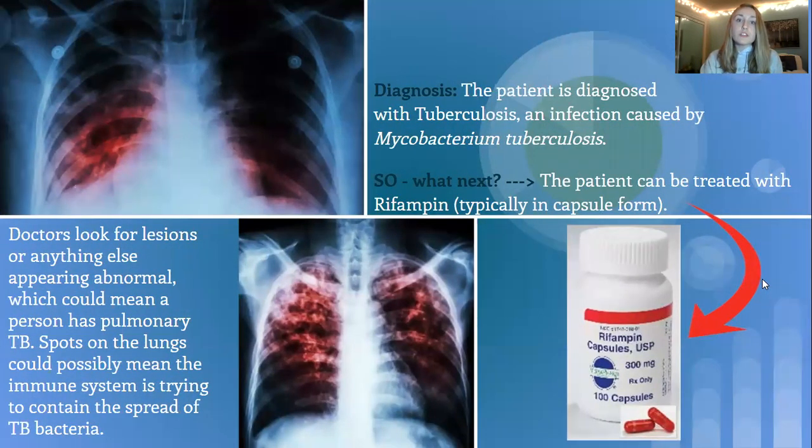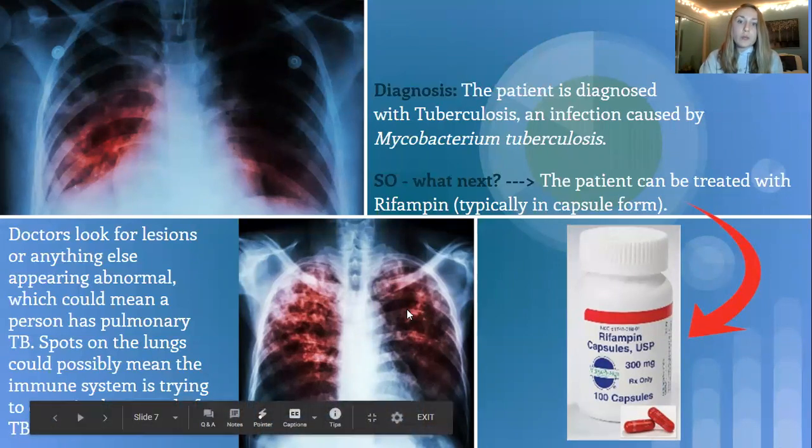So this shows what the chest x-rays might show. The doctors are going to look for lesions or anything else abnormal, which can mean that the person has pulmonary TB. Spots on the lungs could possibly mean that the immune system is trying to contain the spread of the TB bacteria. So in the image to the left, it's highlighted in red to kind of show you what they're looking at. And then the image in the middle has the same thing going on. The red is highlighted.